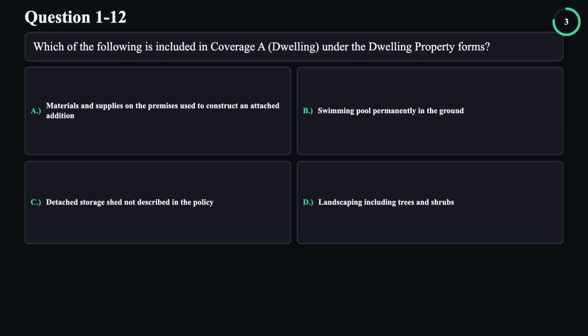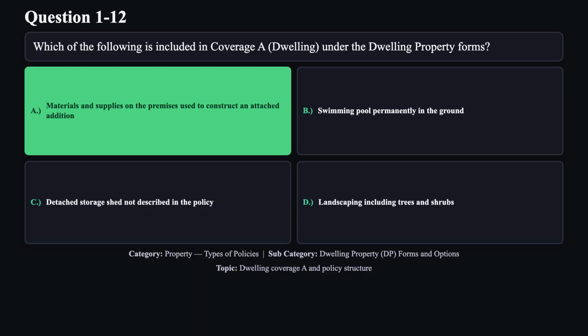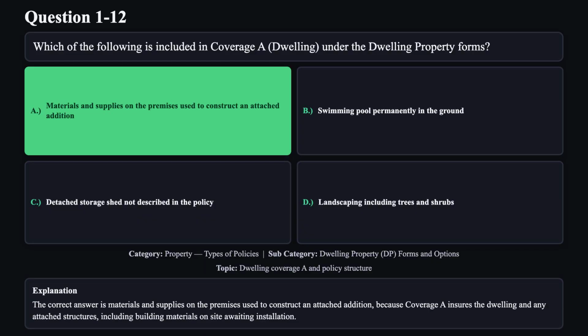The correct answer is A. The correct answer is materials and supplies on the premises used to construct an attached addition, because coverage A insures the dwelling and any attached structures, including building materials on site awaiting installation.